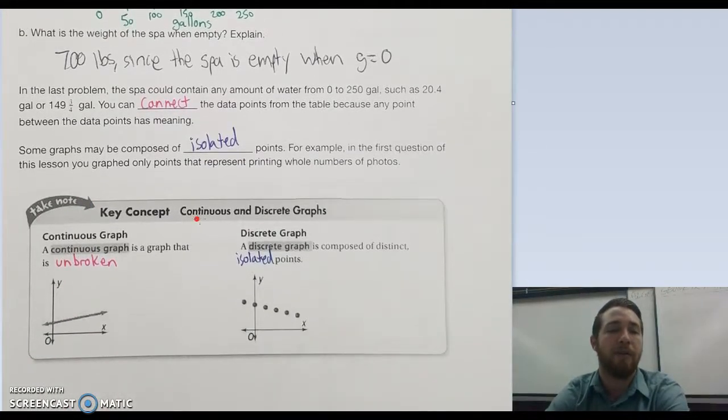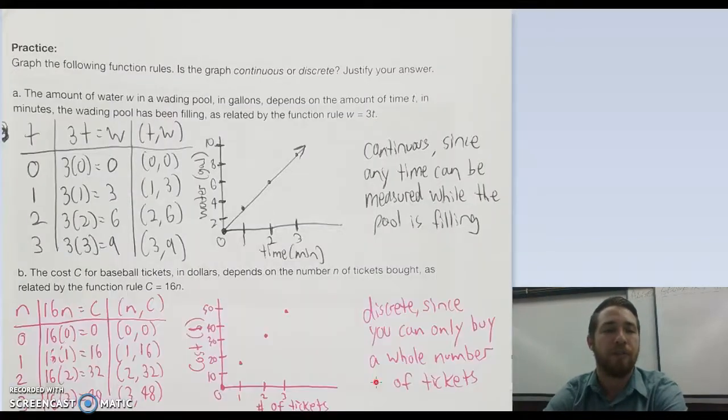So continuous graph is going to be a graph that is unbroken. So that's a graph that I can connect all the points from your table, going to form a nice neat line. A discrete graph, though, is going to be composed of distinct isolated points. So that's when I can only graph one point at a time for the table, and I'm not able to connect those values from the table. We'll see examples of each.